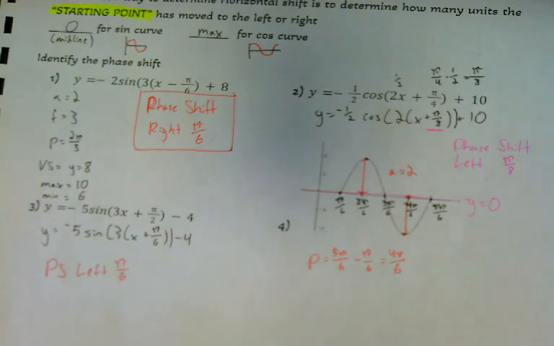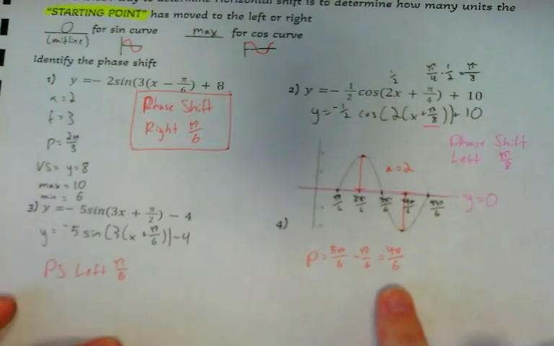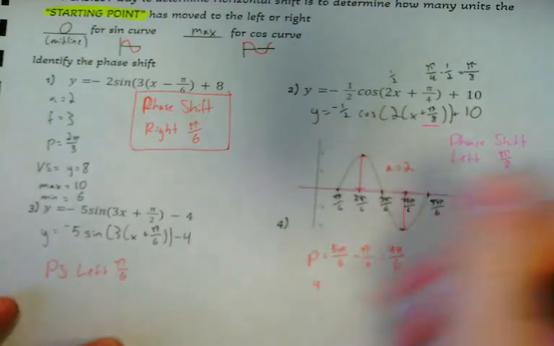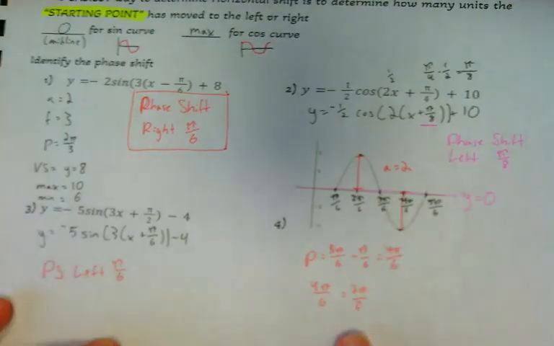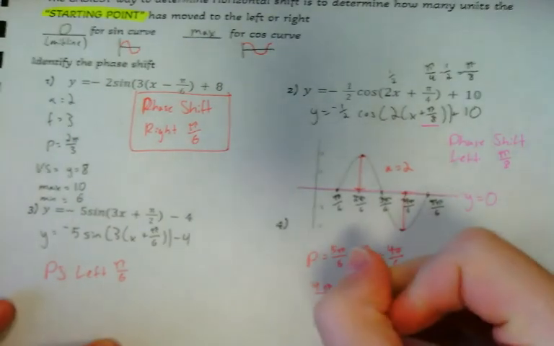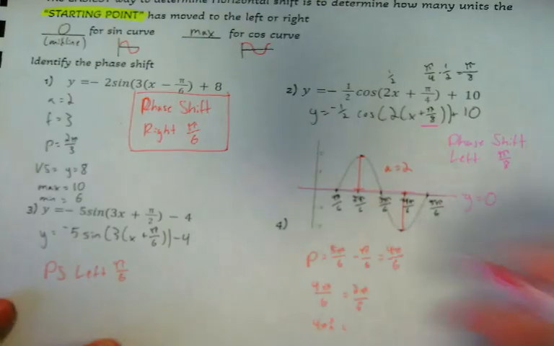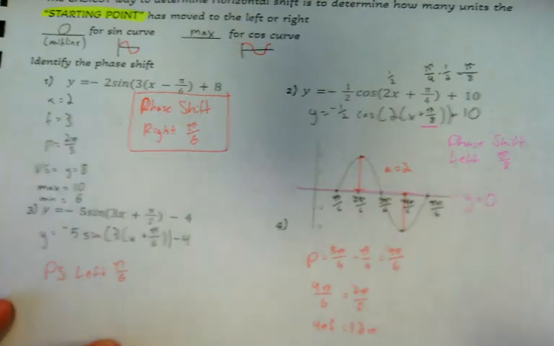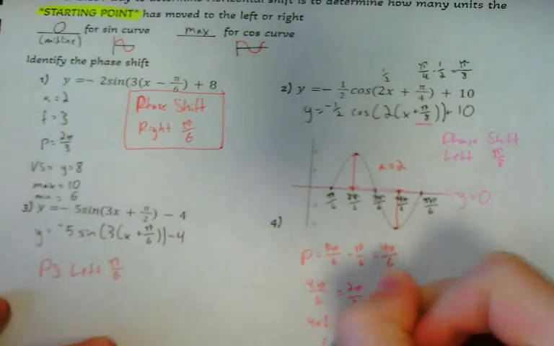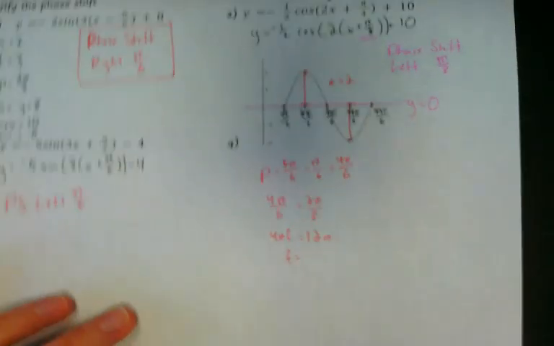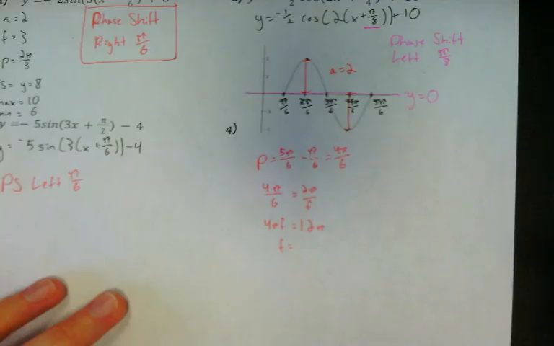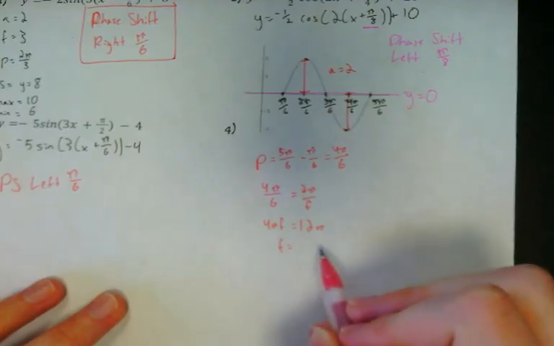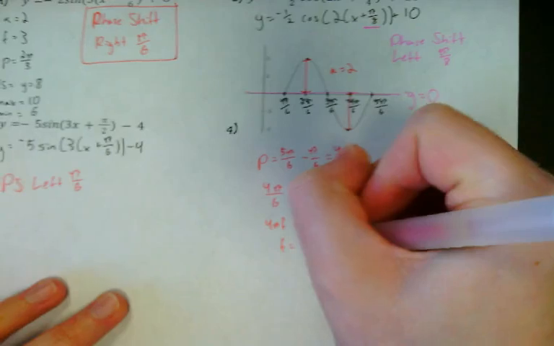So now to find my frequency, what do I set this equal to? If this is already my period, 2 pi over f, and then I solve for that f there. So I should get 4 pi f equals 12 pi. So I have a frequency of, divide 12 pi by 4 pi, I get just 3.